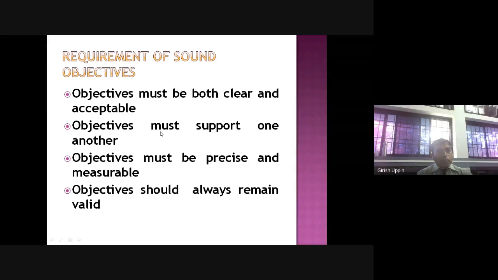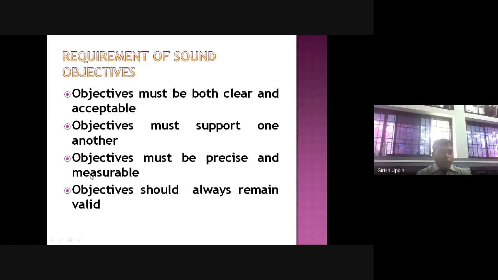Our objectives must support one another. This is the most important thing, because objectives collectively meet the mission, so they should support one another. The way the objectives are written, each should complement the other. So by achieving these objectives, we will also be able to meet the mission very easily. So objectives should be supportive in nature.